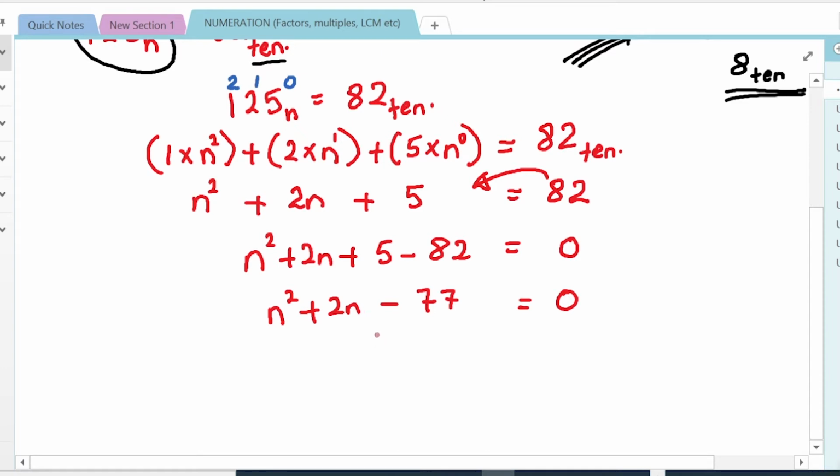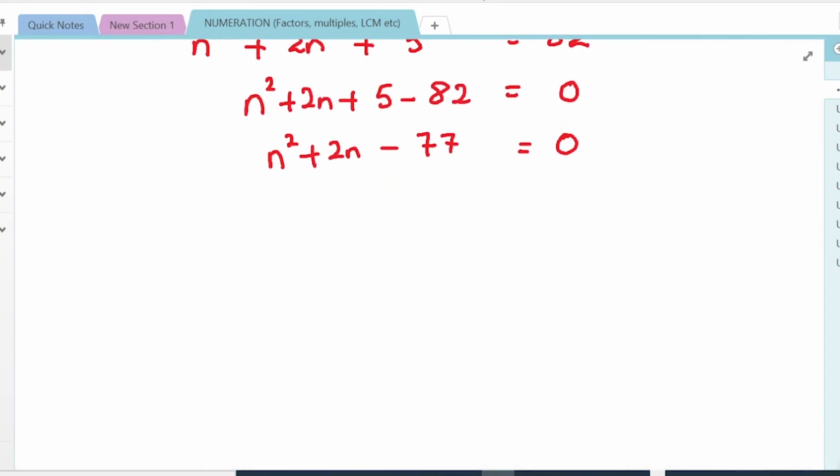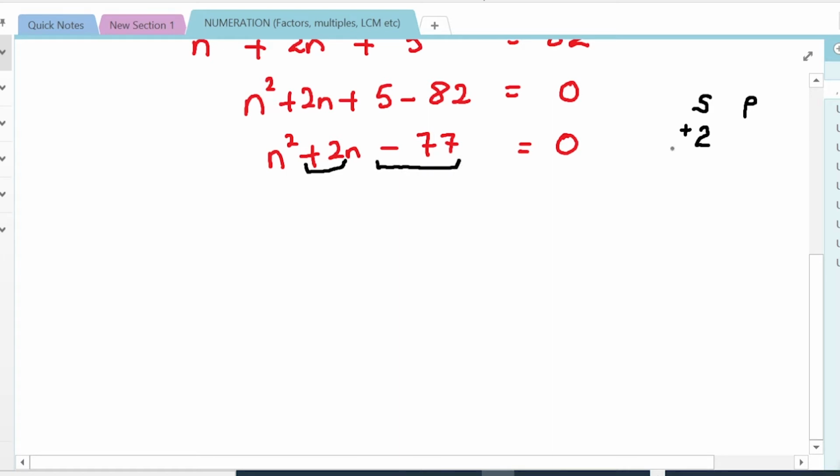Alright, so now we have a quadratic equation here. Then from here, we solve it. Solving these quadratic equations, we're supposed to get two numbers. When we add those numbers, they're supposed to give us a sum of positive 2. And when we multiply them, they're supposed to give us a product, or the answer should be negative 77.